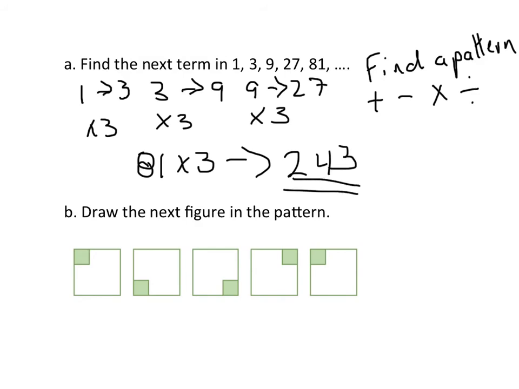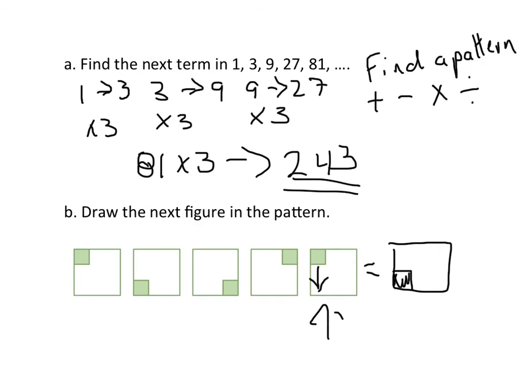Our second problem, B, states draw the next figure in the pattern. It looks like I have 5 squares. In those 5 squares is another square that is shaded. I notice that from one square to the next, the shaded square seems to be moving counterclockwise. So I come up with some sort of pattern based on that counterclockwise movement. And using the last square, I believe that it should move down here.